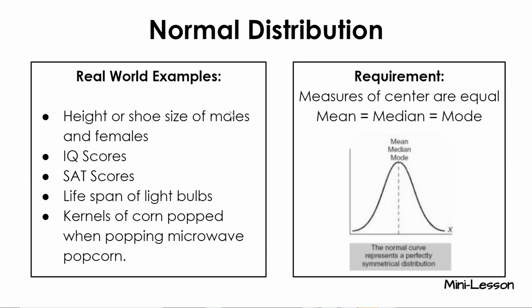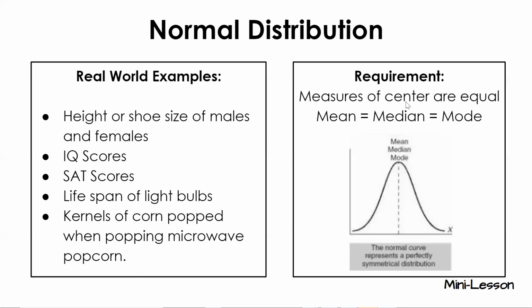Okay. So IQ scores, that's also one. SAT scores. Lifespan of light bulbs. That's another one. Kernels of corn popped. Think about when you put your popcorn in the microwave and it starts popping, and then it pops like for a hot second, and then it slowly pops. That's that normal distribution.